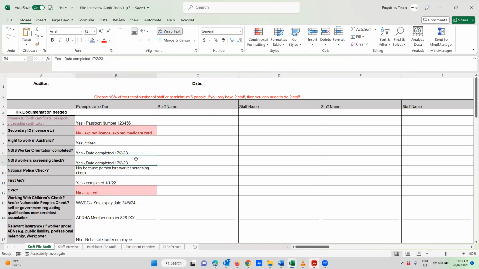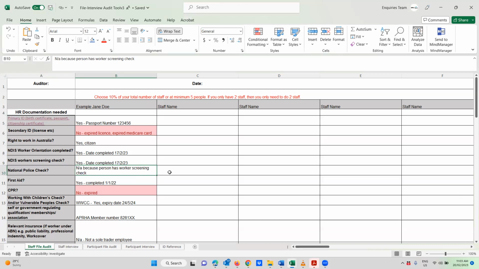Worker screening check, date completed. If there's no worker screening check needed, the national police check. Now, people ask, do I need to have admin people have a national police check? I would. I wouldn't be employing anybody without a national police check. Nobody says you have to. The standards do not say you have to. But why would you? Why would you want to put people around money that you don't know and they don't have a national police check?